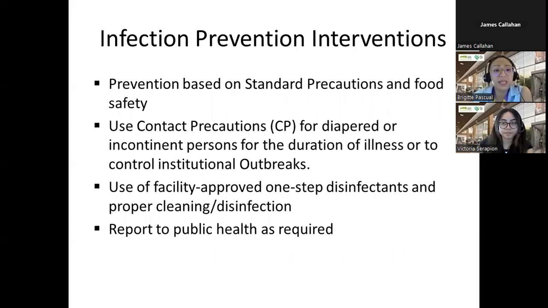Infection interventions. Prevention is based on standard precautions in food safety. Use contact precautions for diapered or incontinent persons for the duration of illness or to control institutional outbreaks. Use a facility-approved one-step disinfectant with proper cleaning and disinfection, ensuring that there is a kill claim for specific microbial agents, and report to public health as required. Next slide, please.